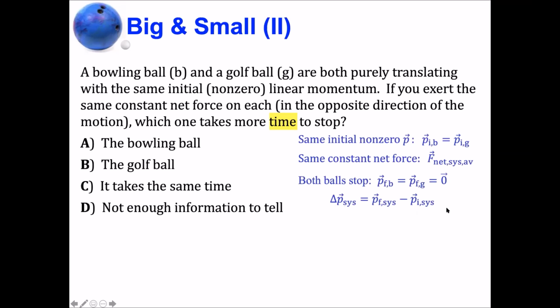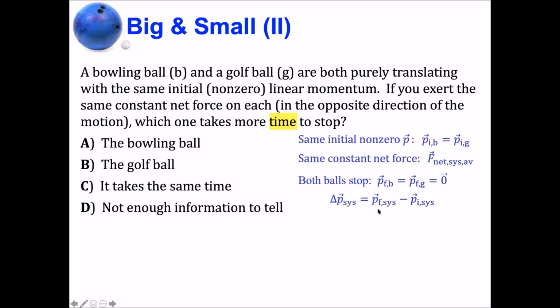And remember, these changes are always final values minus initial values. For both the bowling ball and the golf ball, we're going to find out that both have the exact same change in their linear momentum values. Why is that? Well, look at the final linear momentum of both the bowling ball and the golf ball. Since both balls come to a stop, those final values are both 0. The initial linear momentum of the bowling ball and the golf ball are equal to each other. We were told that as one of the conditions in this problem.